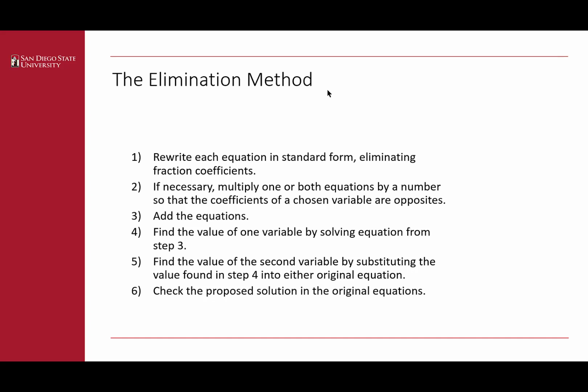And we find the value of one variable by solving the equation from step 3. Next, we find the value of the second variable by substituting the value found in step 4 into either original equation. And lastly, to be sure, we check the proposed solution in the original equations, and we will see if this found point is really a solution or not.